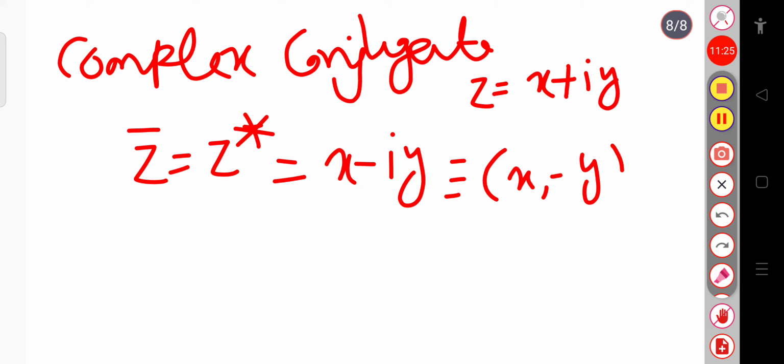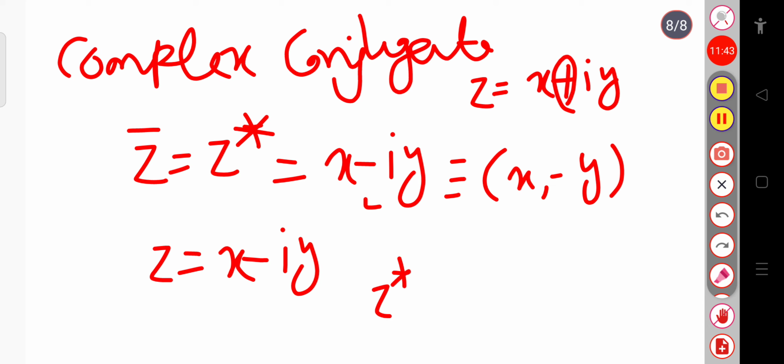Simply you can see that if the imaginary part has a positive sign, then its conjugate will have a negative sign in the imaginary part. And if the complex number is x minus iy, then its conjugate z star is equal to x plus iy. Simply you have to change the sign of the imaginary part.